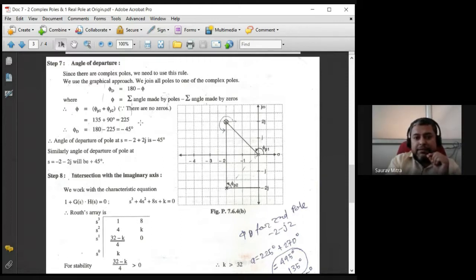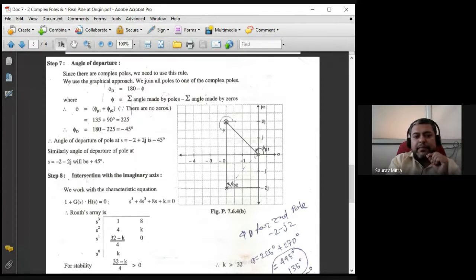So what is phi? Phi is actually angle made by poles minus angle made by zeros. Angle made by poles means 90 plus 135, that is 225. Angle made by zeros is zero. What is angle of departure? Angle of departure is 180 minus whatever phi p we have found out. So it will be 180 minus 225, that is minus 45 degree.